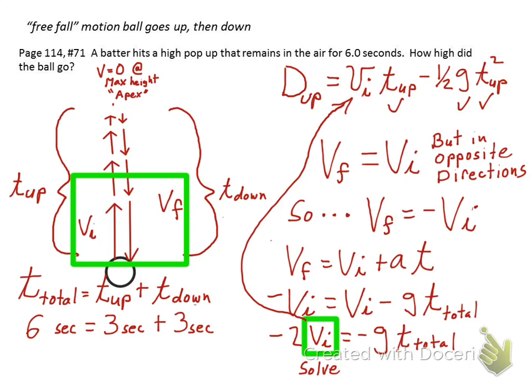And once I have the initial velocity, I plug that into my distance up equation, use 3 seconds for my time up, and then I can have my max height.